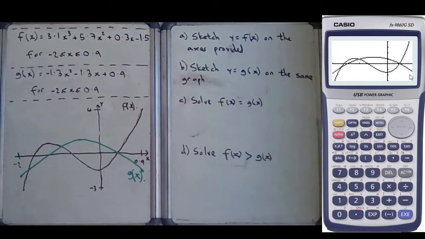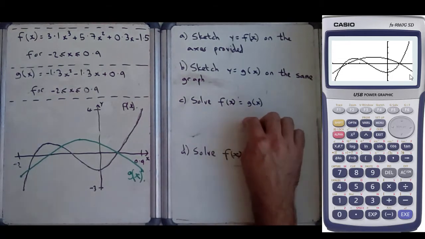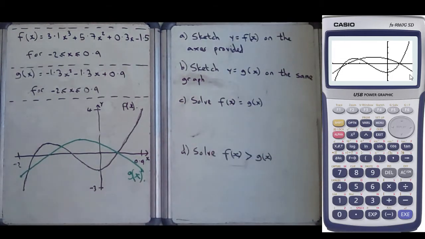Okay, so now we've done part A, we've done part B. Now we need to solve f of x equals g of x. So you're saying, when does 3.1x cubed plus 5.7x squared plus 0.3x minus 1.5 equal minus 1.3x squared minus 1.3x plus 0.9? The equation is only about x's, so the answer will only be to do with x's. We solve them, but they're equal when we have an intersection. We covered this in previous videos.